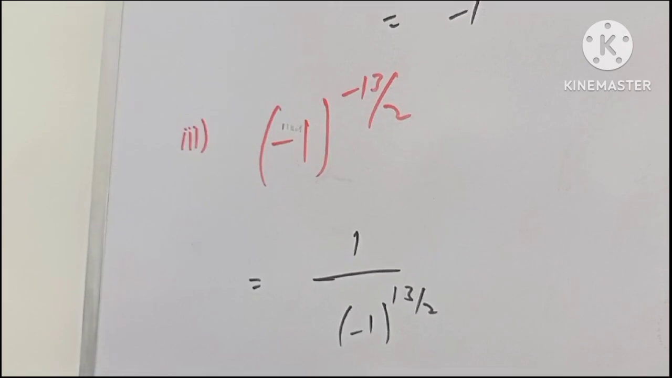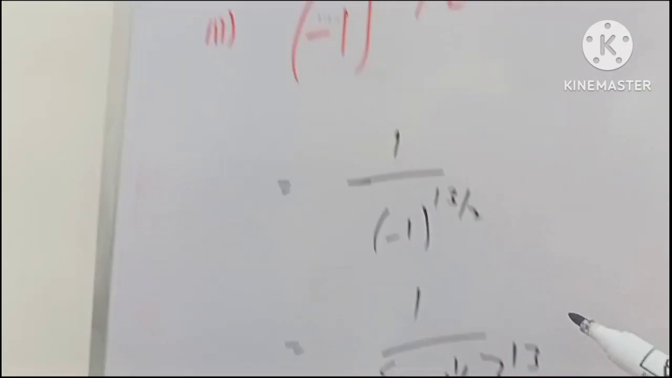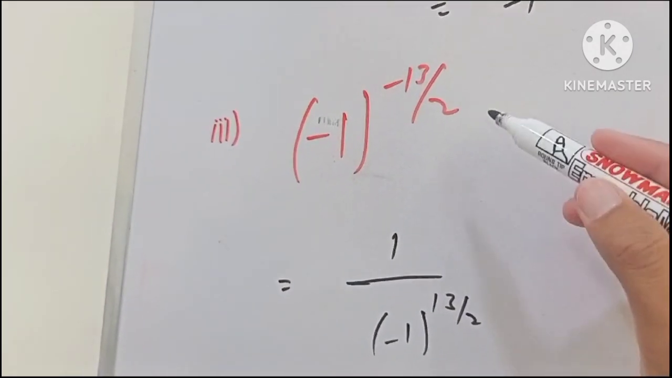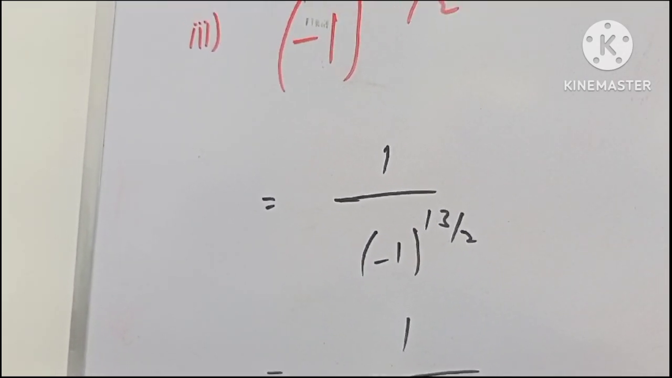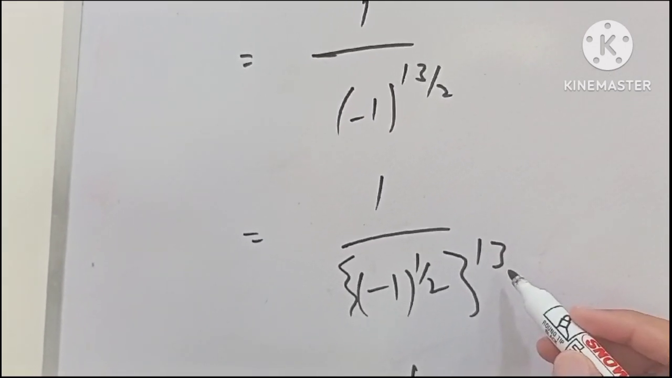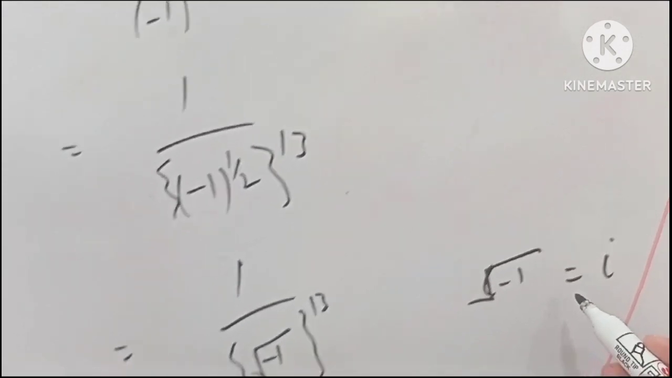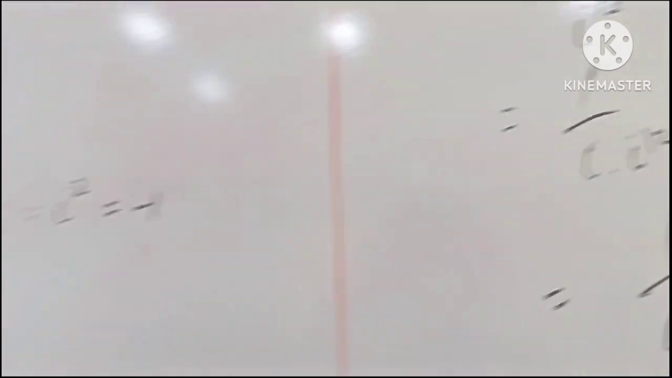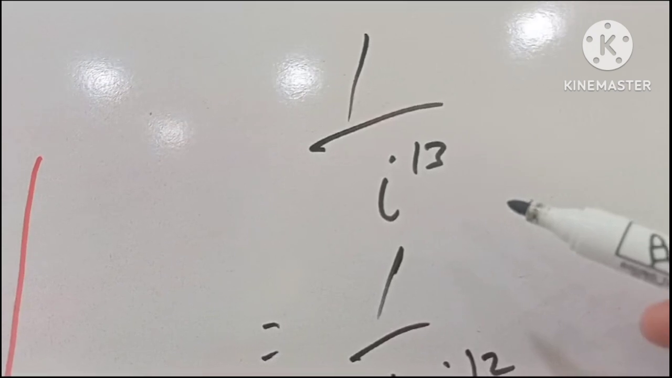Now look at part number 3, minus 1 over minus 1 power minus 13 over 2. First of all, we take it in fraction to convert it into positive power. Now, as we know, we can write 13 over 2 in this form, 1 over 2 into 13. As we know that square root of minus 1 is equal to iota, so we put the value of square root of minus 1, which is equal to iota power 13.